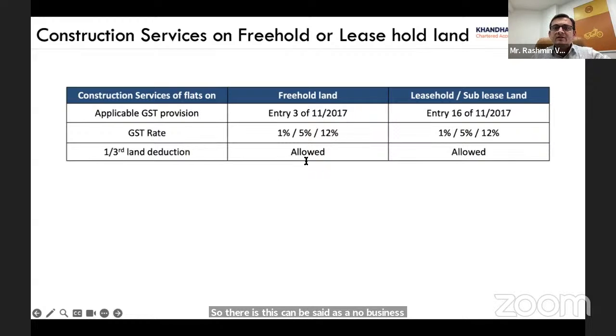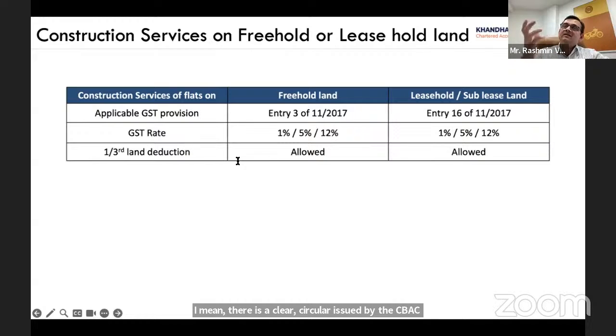Can we get refund of GST paid to the developer before BU? Yes, this refund can be taken. There is a clear circular issued by the CBIC that individuals can go and claim the refund. Even though I'm an unregistered person and customer, I can still go and claim the refund.